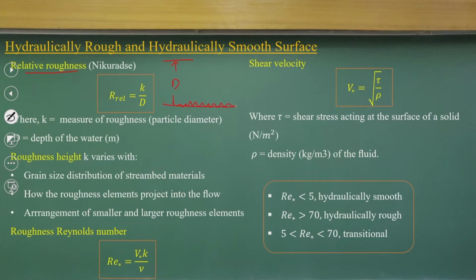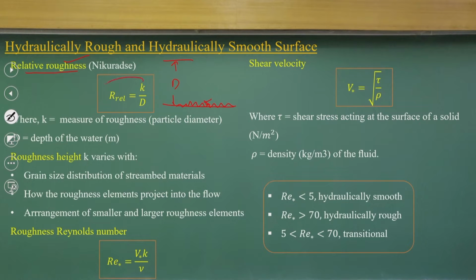K is a roughness height, maybe the boulders, maybe small sands. If the roughness thickness we can define as relative roughness, which will be k by d. This ratio indicates what the k and d values are, and which talks about in terms of the laminar sublayers, where it lies.